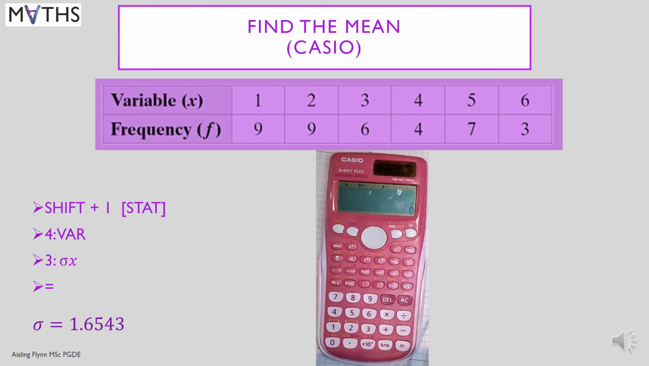Now I've come back to a blank screen by pressing AC. Again, remember the data is still stored in the calculator, and I'm going to calculate the standard deviation now. Shift, number 1 for statistics, number 4 for variance, and number 3 for sigma x. Sigma is the standard deviation. And press equals, and I get 1.64 approximately.